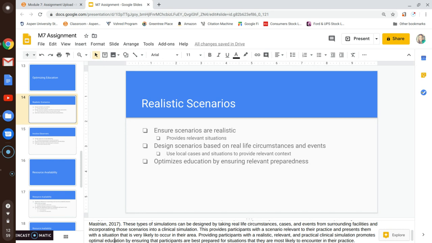This provides participants with a scenario relevant to their practice and presents them with a situation that is very likely to occur in their area of practice. Providing participants with a realistic, relevant, and practical clinical simulation promotes optimal education by ensuring that participants are best prepared for situations that they are likely to encounter in their practice.